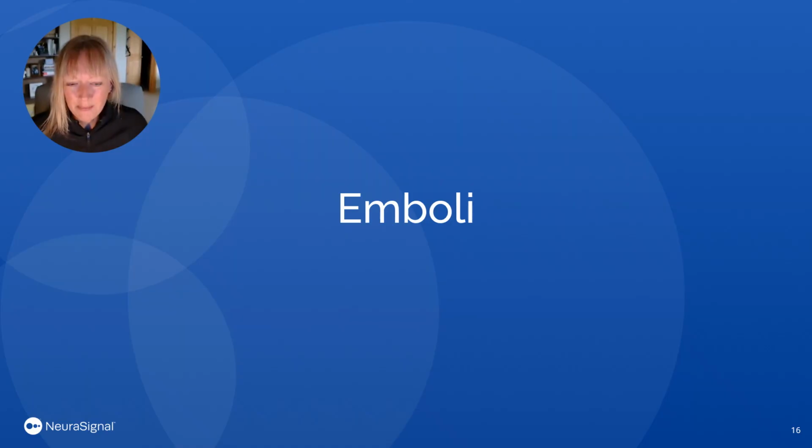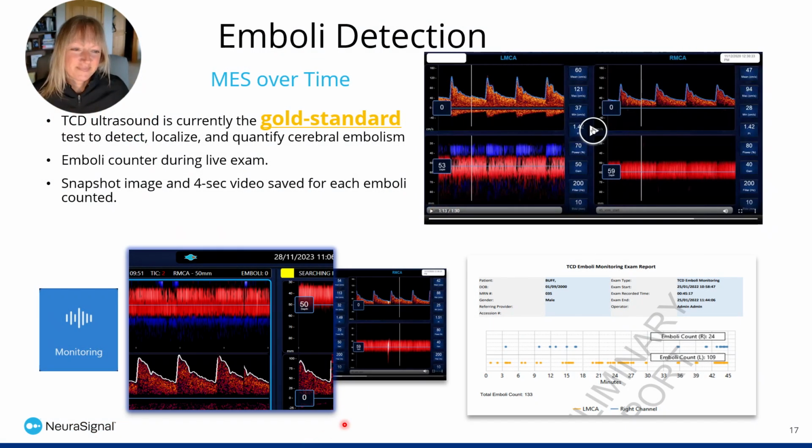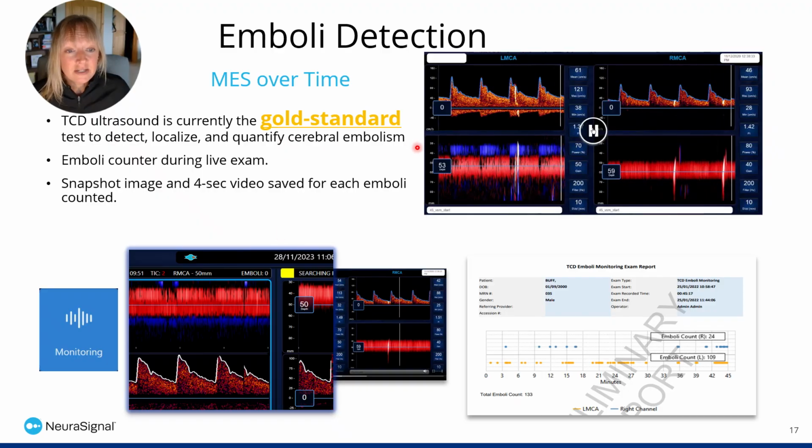Review emboli monitoring. As we mentioned, we could do TCD for so many different reasons. However, all the different reasons we perform TCD are not particularly the gold standard. Angio and CTA will take precedence. However, for emboli monitoring, TCD is the gold standard.